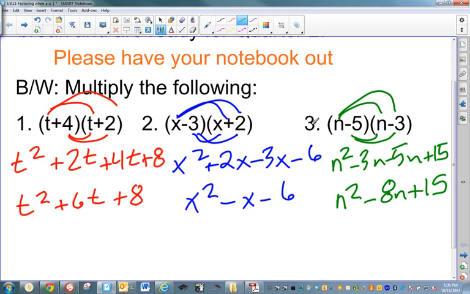Please make sure that you have 1, 2, and 3, the original problems, the binomials. Please make sure you have the answers as well, and you're going to use them. So please make sure you have that all copied down. Anyone need more time? I think we're good.